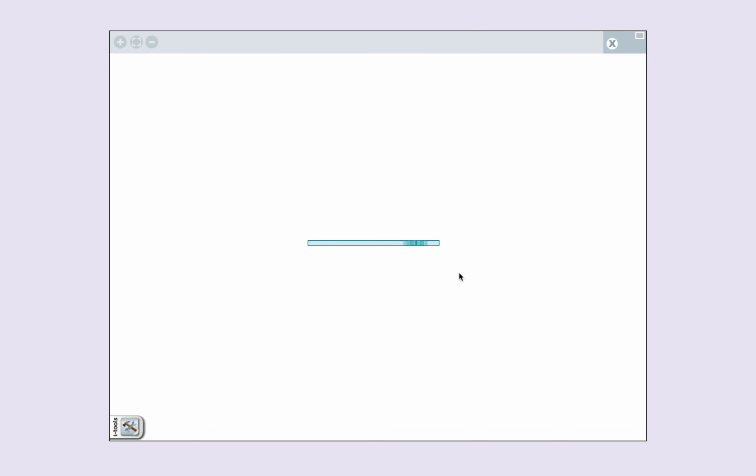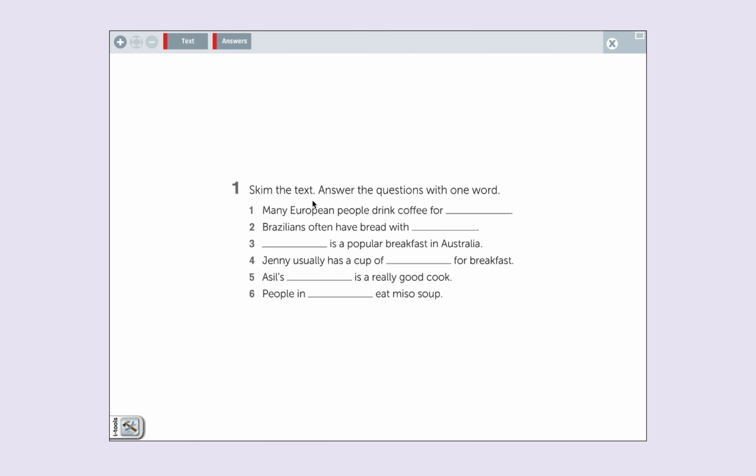So in the first one, you have skim the text, answer the question with 1 word. Vas a responder solamente con una palabra. For example, many European people drink coffee for... Algunos países de Europa, la gente toma café para... For breakfast. Yes, just 1 word. Solamente es una palabra la que tienes que poner.